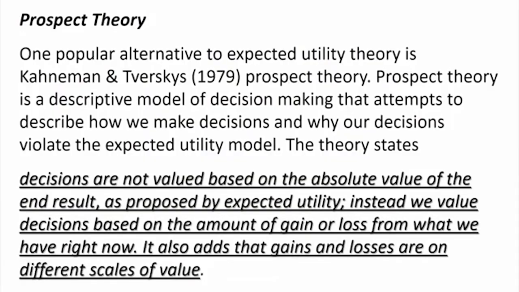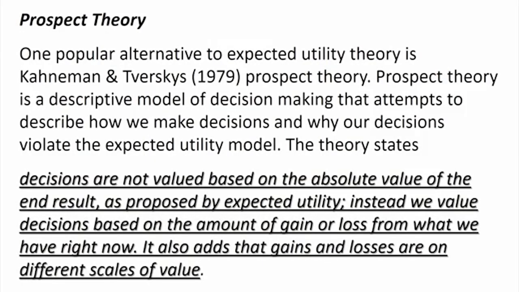So, in terms of prospect theory, what people tend to do is make evaluations of the final value of an outcome not from the starting point, but from the reference point, from how much they have at the point of making a decision. When you are making a decision at that point of time, how much backup you have is where we make the assessment of gains and losses on any gamble. It also adds that gains and losses are on different scales of value.